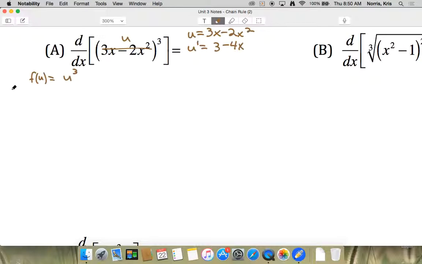Okay, so what I've been doing is just writing dy dx because I'm just letting y equal that function, right? So dy dx equals 3 u squared times u prime. And then you just fill it in, right?